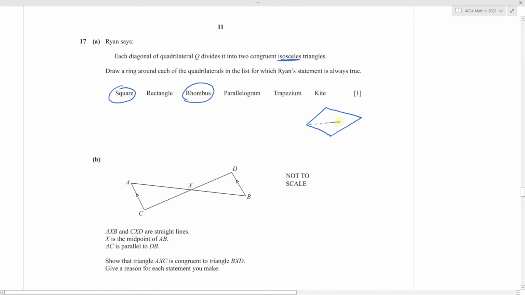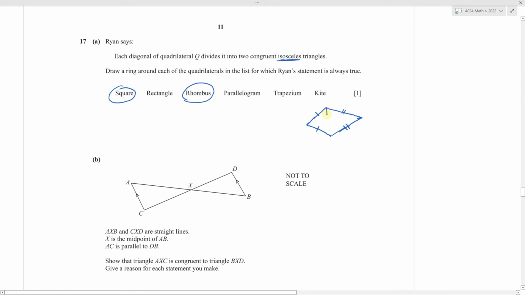For a kite, if you draw this diagonal here, and you know that a kite has these two sides equal and these two sides are equal. But this triangle and this triangle, are they isosceles? No, because all three lengths could be different. So you're not guaranteed that this triangle is isosceles or this triangle is isosceles. There is another possible diagonal as well for the kite. Let me draw that as well.